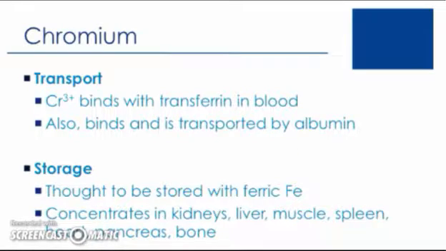Similar to iron, we see that chromium is stored with ferric iron. So in the storage site, it's going to be similar as well to iron. And it can be concentrated in storage in the kidney, liver, muscle, spleen, heart, pancreas, and bone. So we do see a lot of these parallels and overlap between chromium and iron.